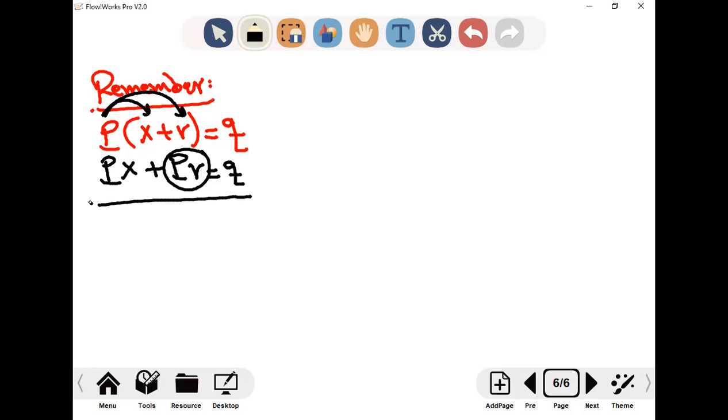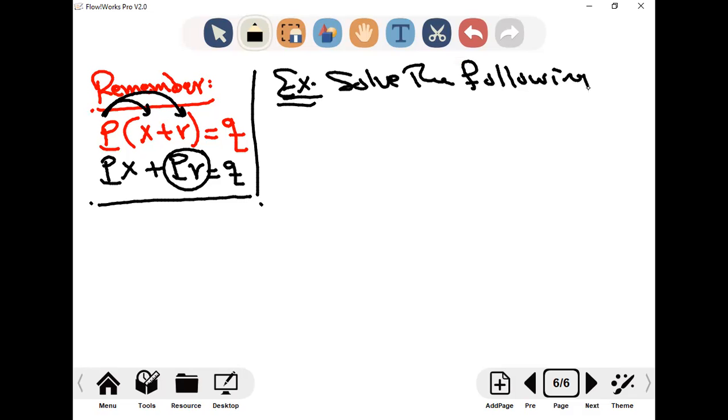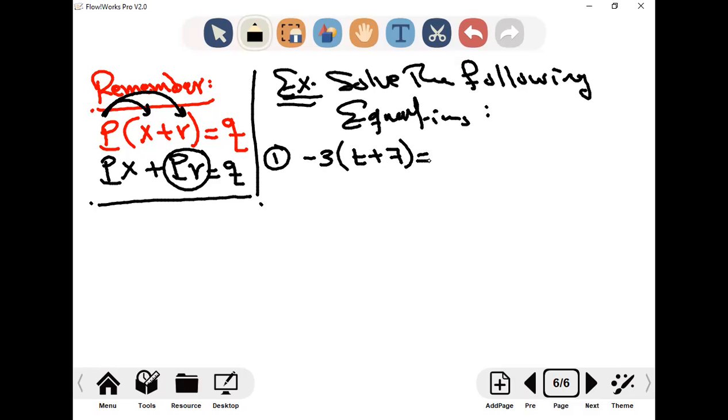Then about this example, solve the following equations. For example, minus 3 multiplied by t plus 7 equals minus 10. Okay, get rid of them.